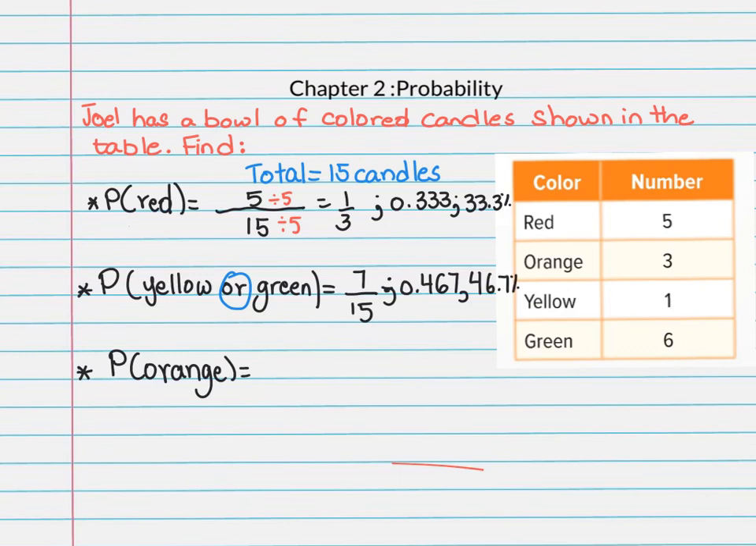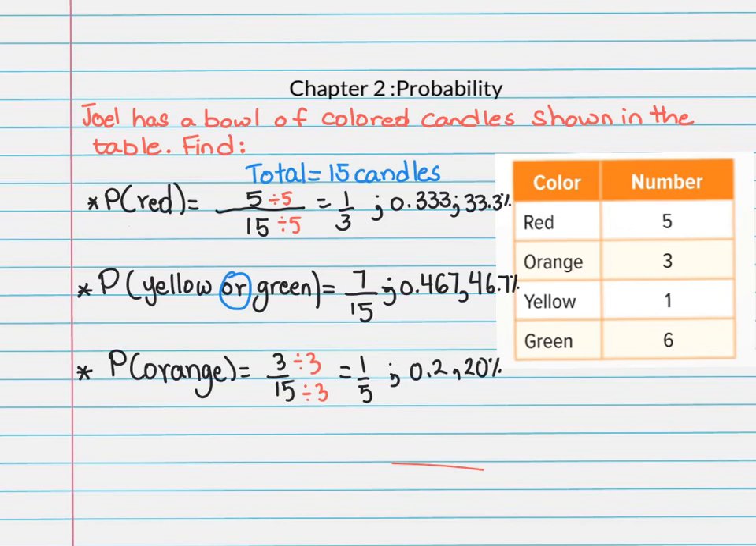Probability of getting an orange candle. The orange is 3 out of 15. We can simplify it more. Divided by 3, we will have 1 out of 5. This is as a fraction. If I need to write it as a decimal, I divide 1 divided by 5, it's 0.2. As a percent, we multiply 0.2 by 100 to get 20%.